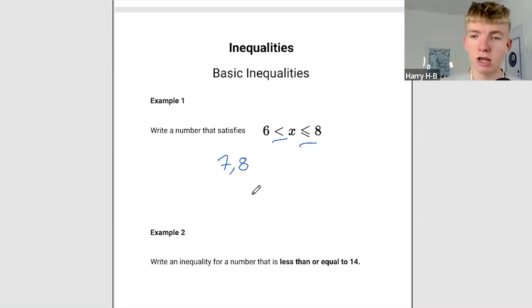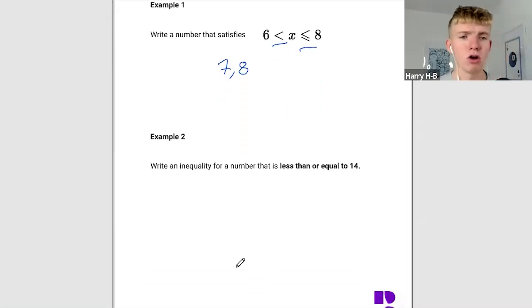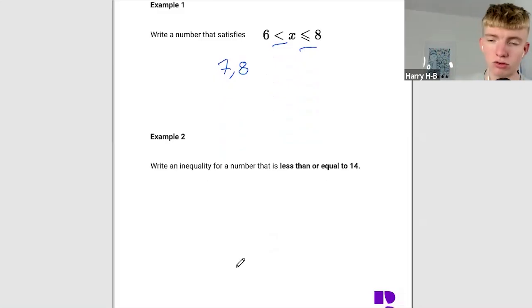Secondly, moving on. Example 2: write an inequality for a number that is less than or equal to 14. So this is something we're going to have to work out ourselves. I'm going to give you the answer to this one, but again, I want you to write this down. Write it down on your iPad, write it down in your notes. What do you think this is going to be? I'll give you 2 seconds to do that.